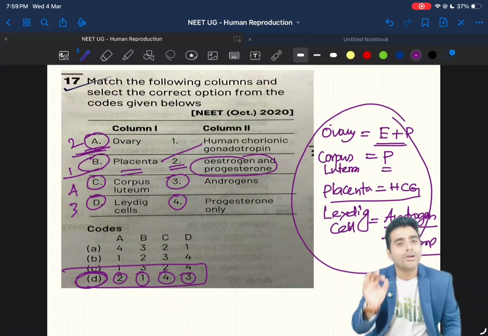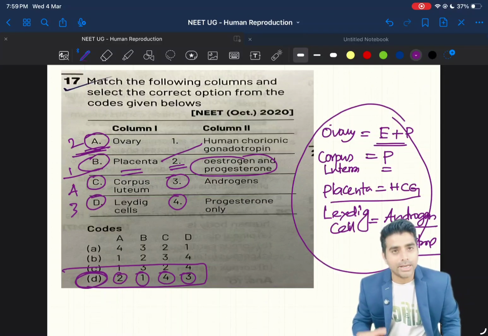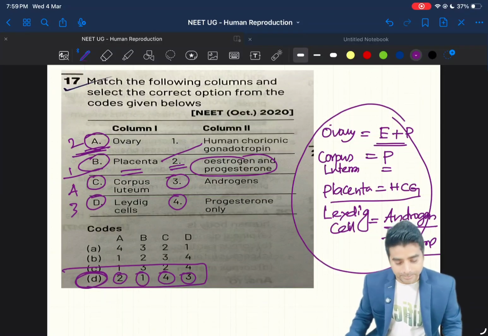You will be selected for the medical profession. You will become a doctor. Definitely you will get entry in the field of medicine.